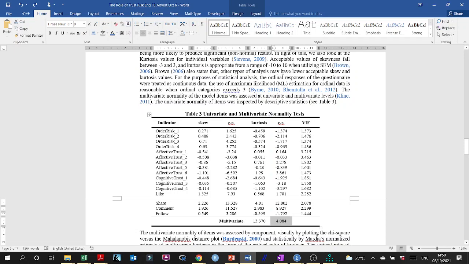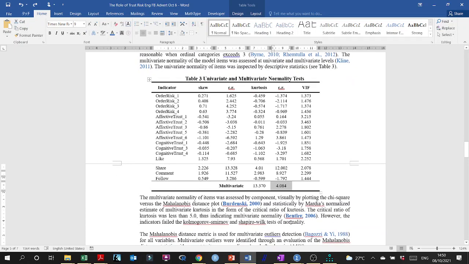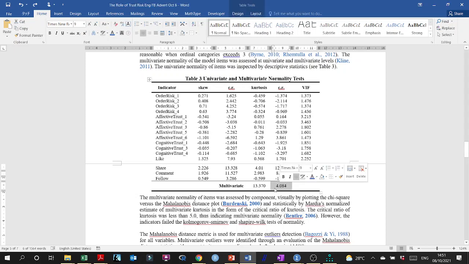However, as I was researching, I found this very beautiful reference here that says anything below 7 and 5, here, Bentler, the critical ratio of kurtosis, if it's less than 5, this indicates an acceptable multivariate normality. So if my critical value here for the multivariate normality is less than 5, then good, I am good to go. This is normal, end of story.